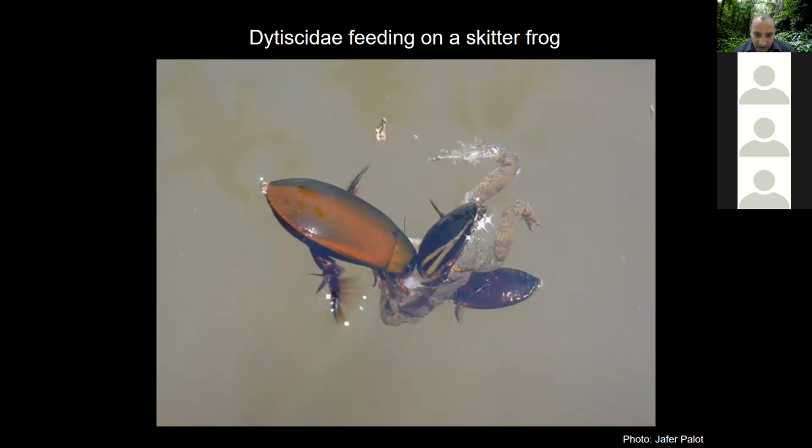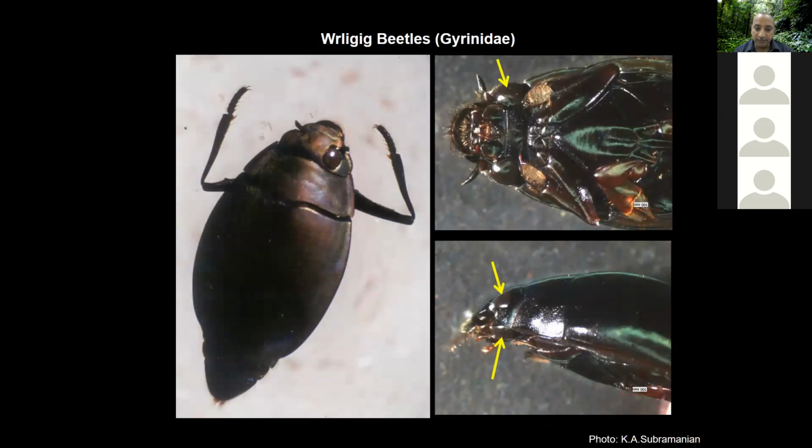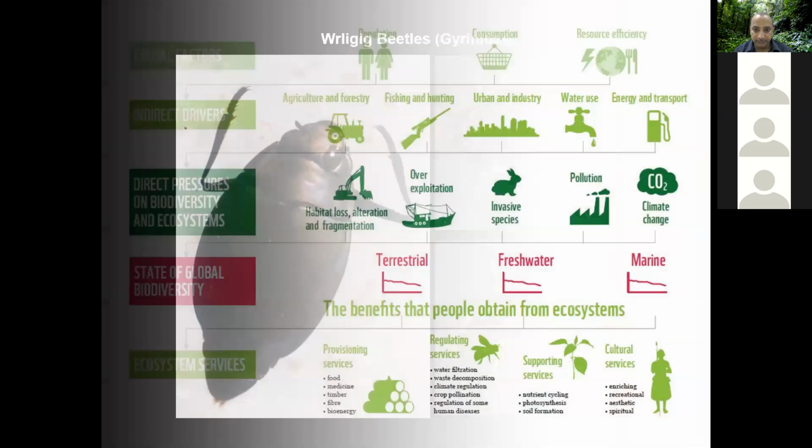This is just to illustrate. They are very good predators, even of relatively large vertebrates like frogs. These aquatic beetles can kill and feed on frogs. Some of them are morphologically very interesting. For example, these whirligig beetles, which you might have seen on the water surface, have four pairs of eyes, two to see above the water and two to see under the water. So simultaneously they can see above and below the water.